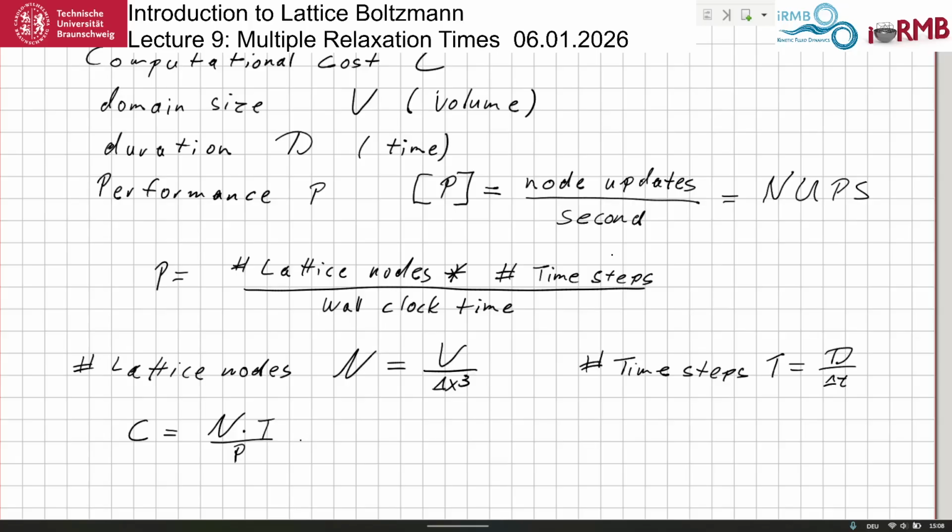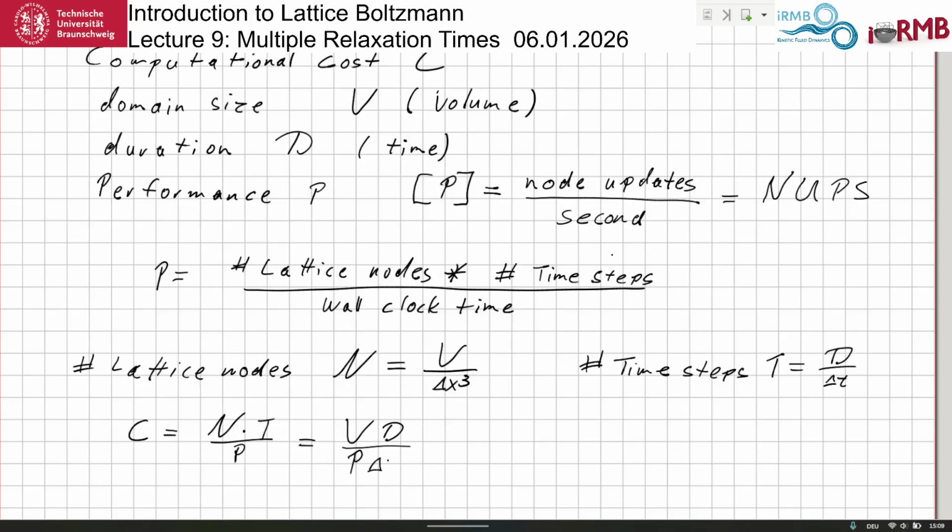So now this can be written as the volume times the duration, and these are problem-specific things that you cannot manipulate. You have a given problem, so they will be constant. What you can manipulate is the performance, by buying a better computer or employing a better software engineer, or being more clever yourself, asking artificial intelligence, whatever you like. More performance.